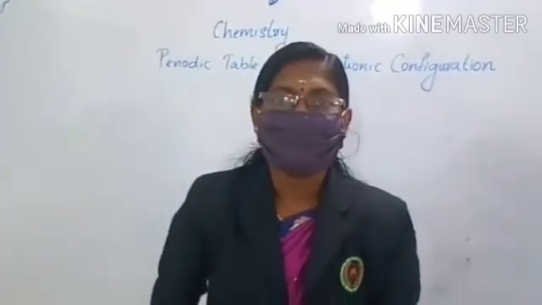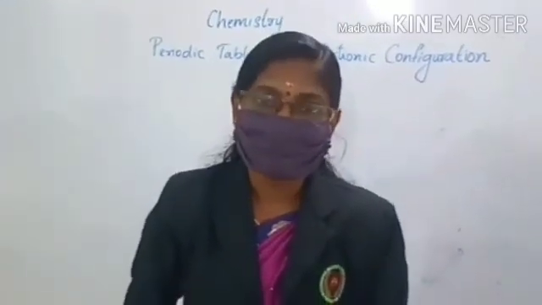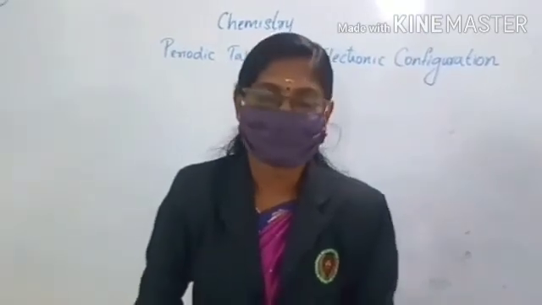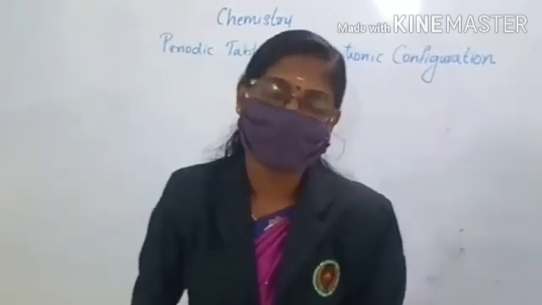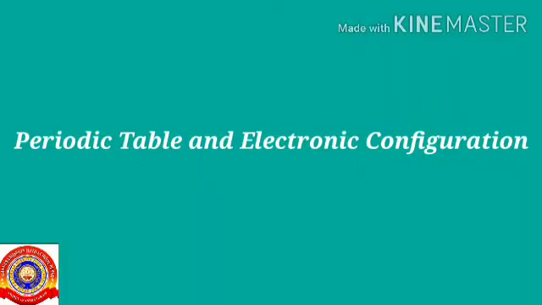Hi students, welcome to the chemistry class. This year we have to learn two parts of textbooks, part 1 and part 2. Part 1 has 4 chapters. The first chapter is periodic table and electronic configuration.